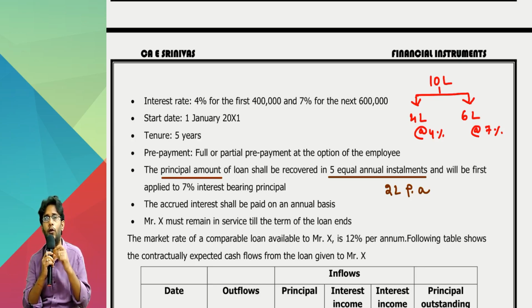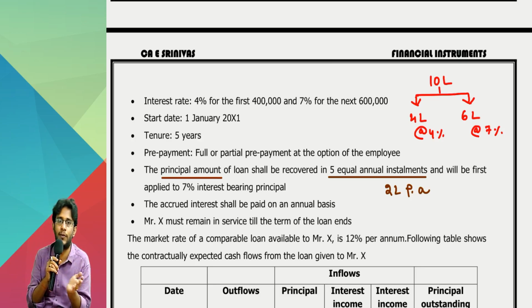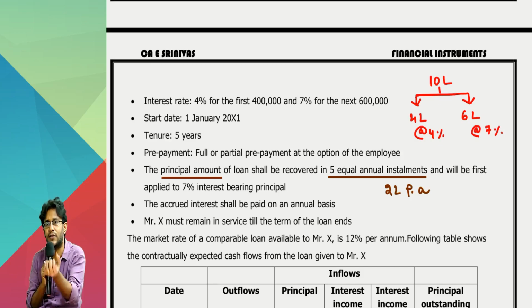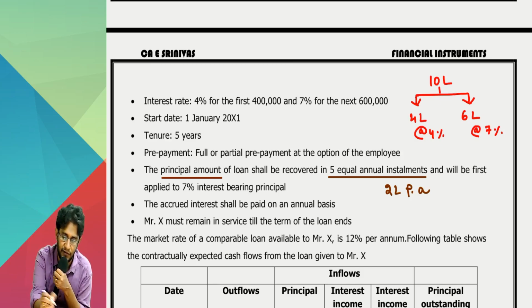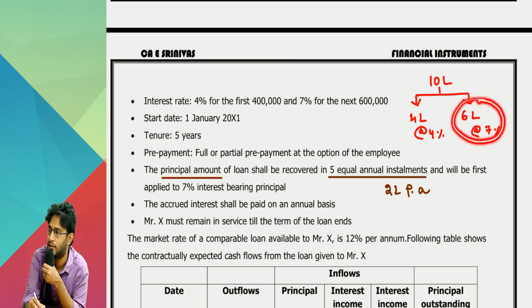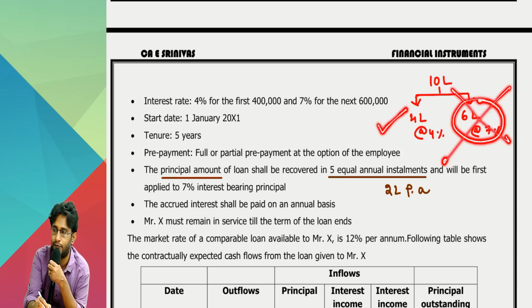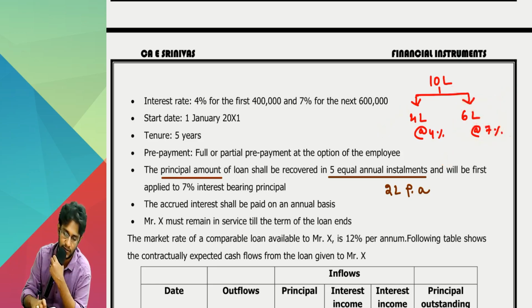Our company gave a loan of 10 lakhs to an employee. In this loan there are two principals, one 4 lakh principal and one 6 lakh principal. When the employee gives us the first 2 lakhs, I will treat it as a payment of a portion of the 6 lakhs. Thereafter another 2 lakhs, and thereafter another 2 lakhs. This gets over. The last 2 installments relate to the 4 lakhs principal. That's how you have to understand.